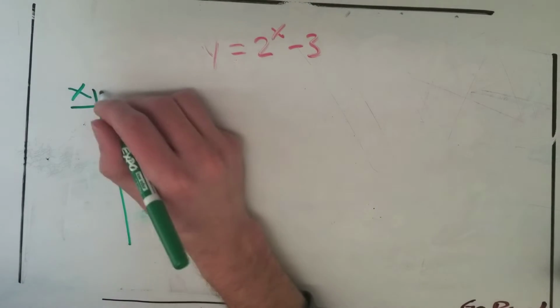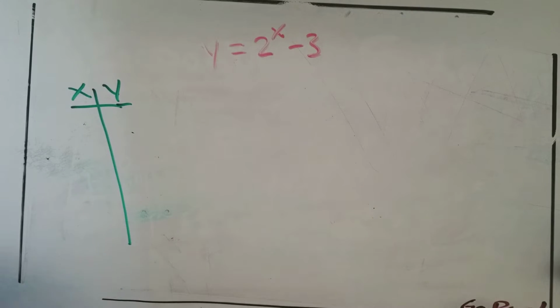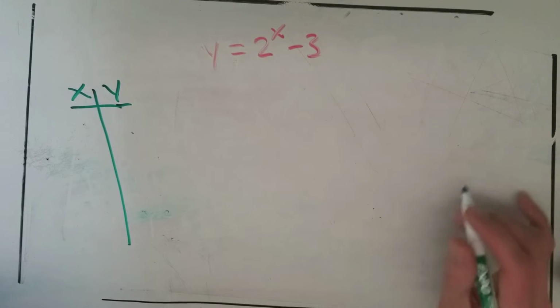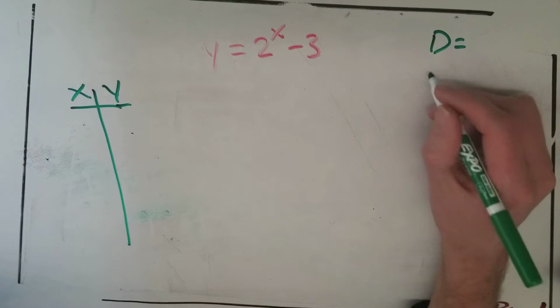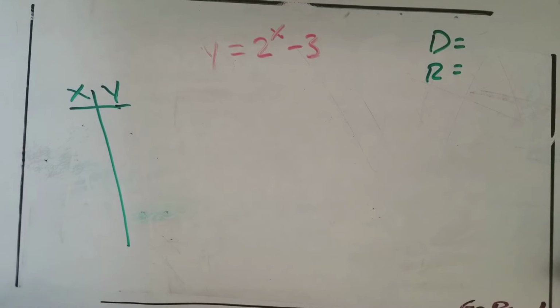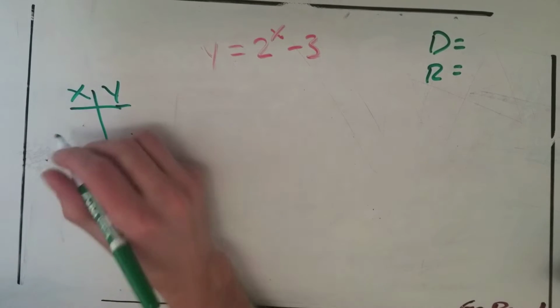I did not bring home a graphing whiteboard, so we're going to have to make do with here. So we're going to graph. I'll make a little coordinate plane. We also want to state the domain, we want to state the range, so we'll keep that in mind. So let's start with our table. Shouldn't need all this space.